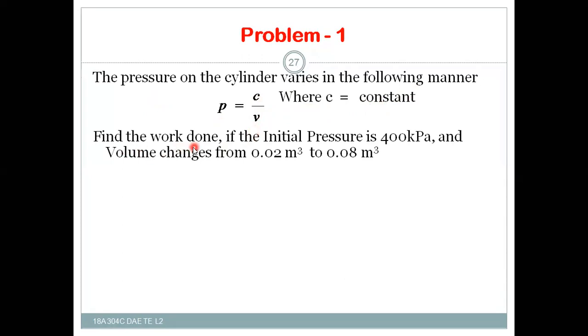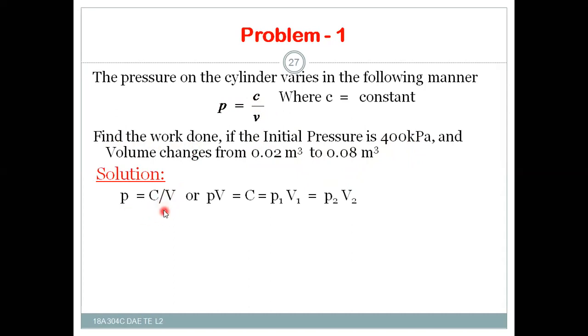Find the work done if the initial pressure is 400 kilopascals and the volume changes from 0.02 meter cube to 0.08 meter cube. Here the volume is changing, and the initial volume is this much. With this, P is equal to C by V. Find the work done.